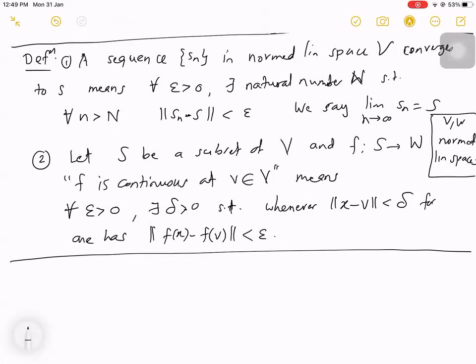So how does this definition have to be modified? Whenever the norm of x minus V is less than delta, the norm of F of x minus F of V is less than epsilon. This is implying that F of x is something that has to be defined, right? But still, in order to make this absolutely clear, what should I say? Whenever the norm of x minus V is less than delta, for x in S.